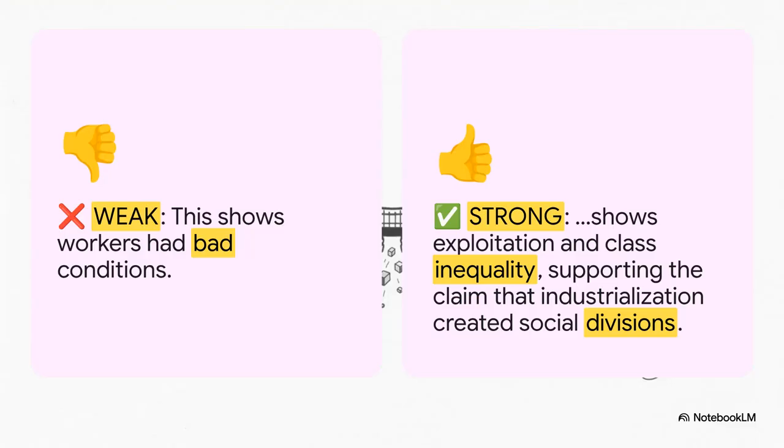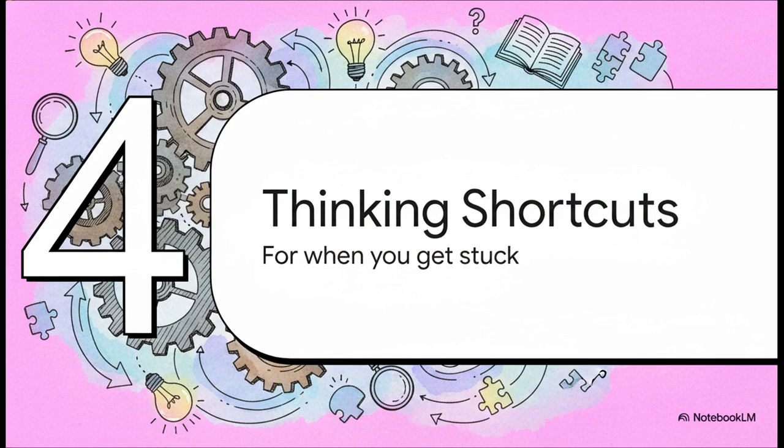I mean, the difference is night and day. The weak example on the left, it's just a description. It's not wrong, but it doesn't do any work. But the strong one on the right, using our formula, that is a complete piece of analysis. It proves, it explains cause, and it shows why we should care. Okay, but sometimes, even with a great formula, your brain just gets stuck.